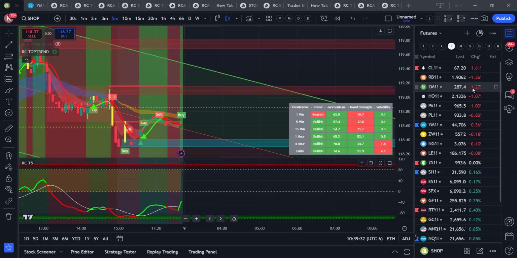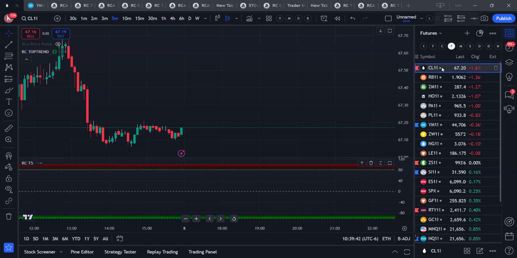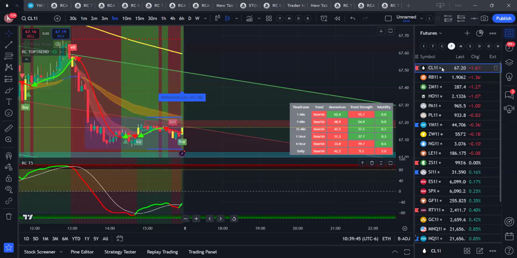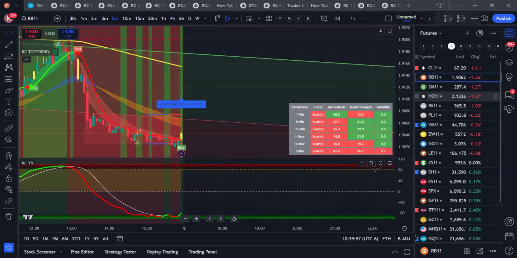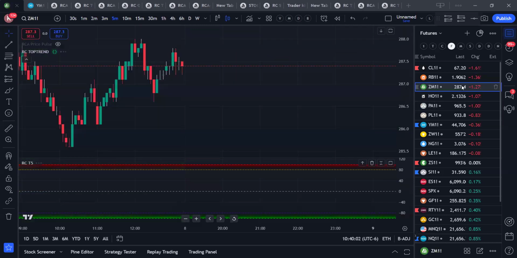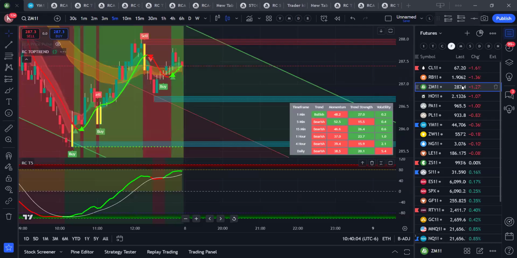Or even futures also. You may receive a notification saying, okay, CL is bearish, RB is bearish, ZM is bearish, heating oil is bearish. Now you will go and see, okay, CL, what is the trend strength? Okay, there is a good strength, 24.5, 37. Okay, for ZM or for RB, 31.29. Here it is only 15.5.